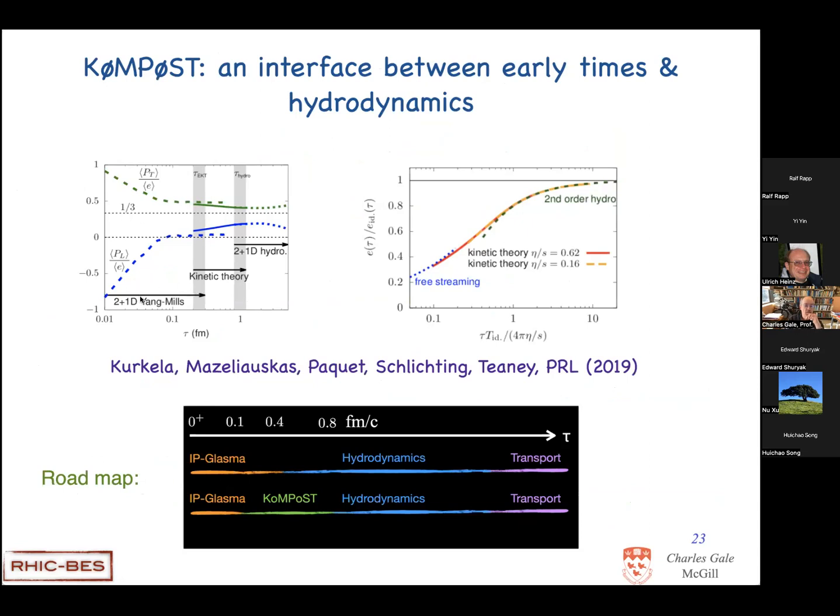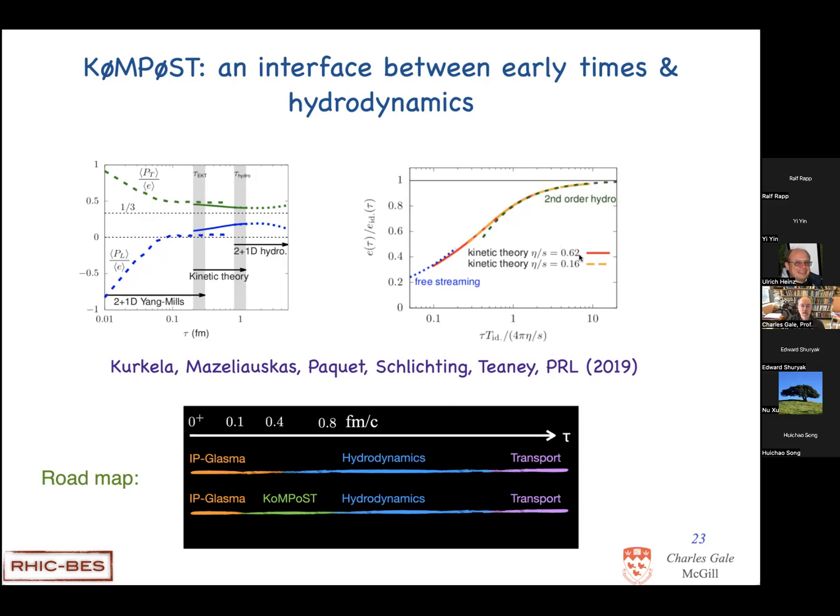So what was done here is to start from the initial state, which was IP-Glasma, insert KoMPoST in the middle, and then let this be followed by hydrodynamics. What was found by these studies is that the effective kinetic theory provides a very nice bridge between the initial state and the hydro phase. And the bridge is actually quite robust in the following sense. They did a simulation which involved not IP-Glasma, but a free-streaming stage. IP-Glasma is not that different from free-streaming. They involved a free-streaming stage, followed by this effective kinetic theory, followed by second-order hydro, and looked at several variables. And here's the energy density, normalized by the ideal energy density.